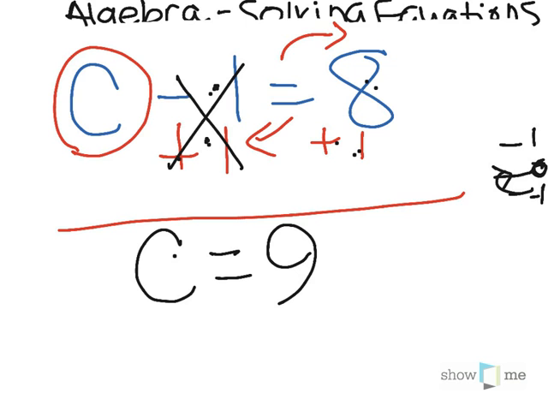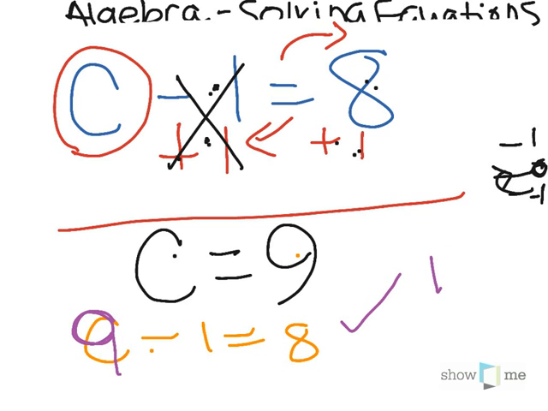Now, again, if I were to go back into my original equation, and everywhere I saw a c, I plug in the number 9, we'll see if it's true. Instead of c, we've got 9 minus 1 equals 8, and that is true and correct. I got it right. Let's see if we can do a couple more of these. Let's say we've got f minus 3 equals 5.